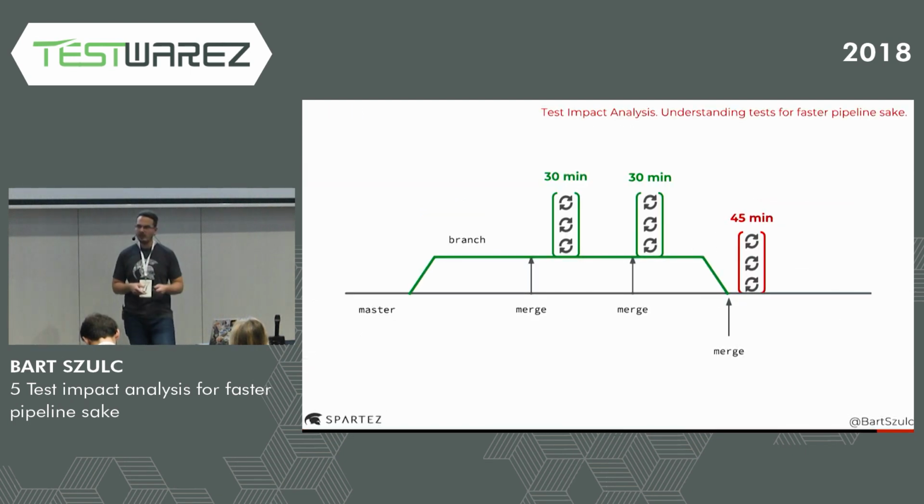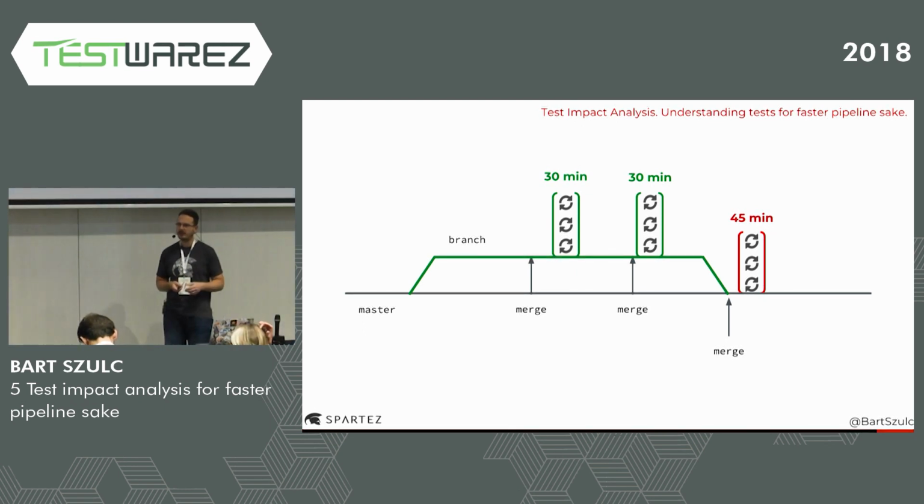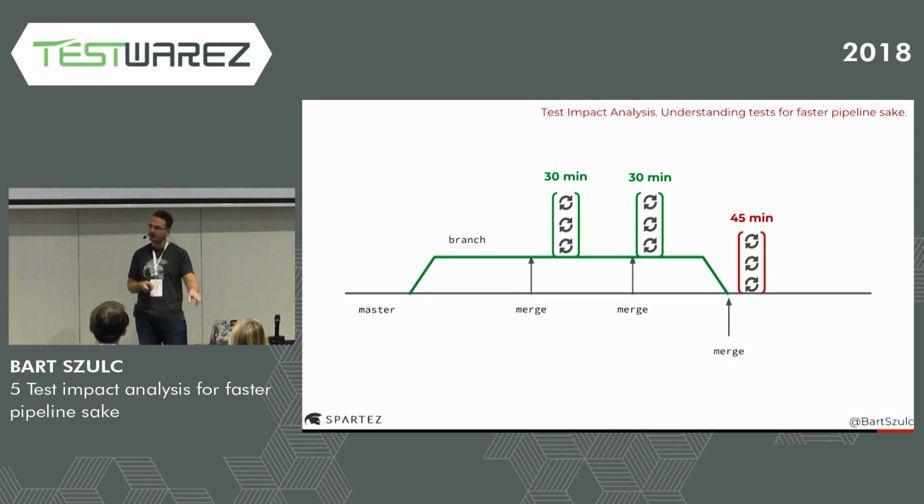But basically now, instead of running tests for 45 minutes on feature branches, we spend only 30 minutes running them. So yeah, this is the benefit that we got from test impact analysis. We still run all the tests on master. So this is what you see here. And the reason is that we haven't finished monitoring whether this optimization works.